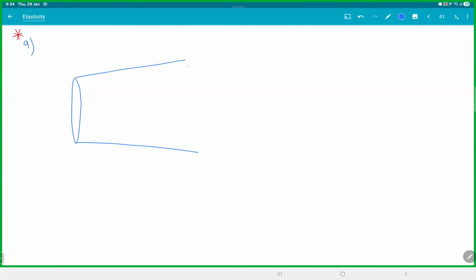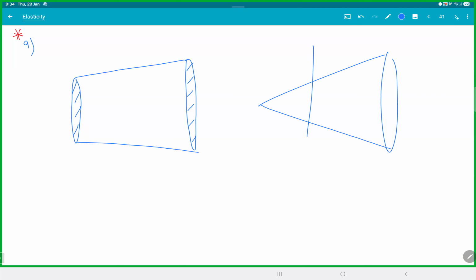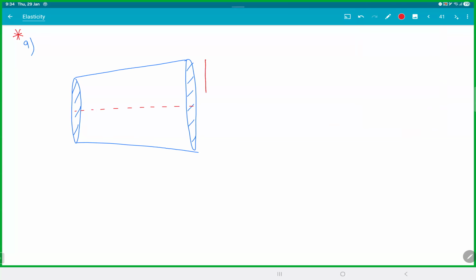This is a truncated cone. Basically it's like a cone, and someone has cut off this piece, so it's called a truncated cone. This radius is B. This radius is A. The length of the rod is L. Y is the Young's modulus. And the length is much, much greater than B minus A.